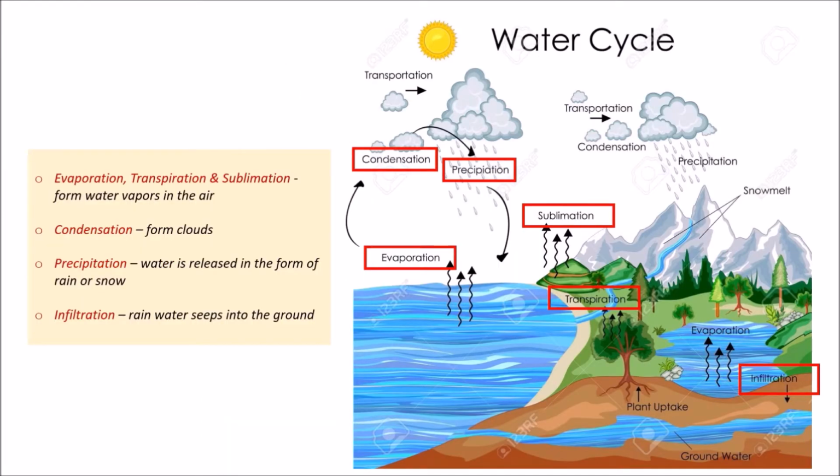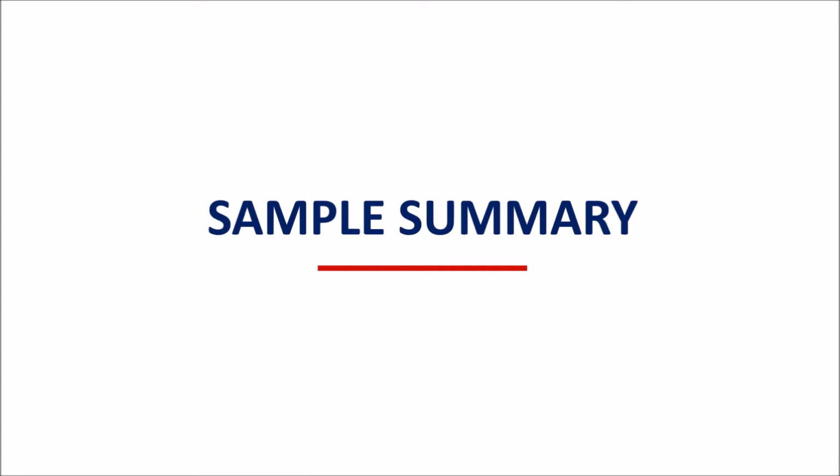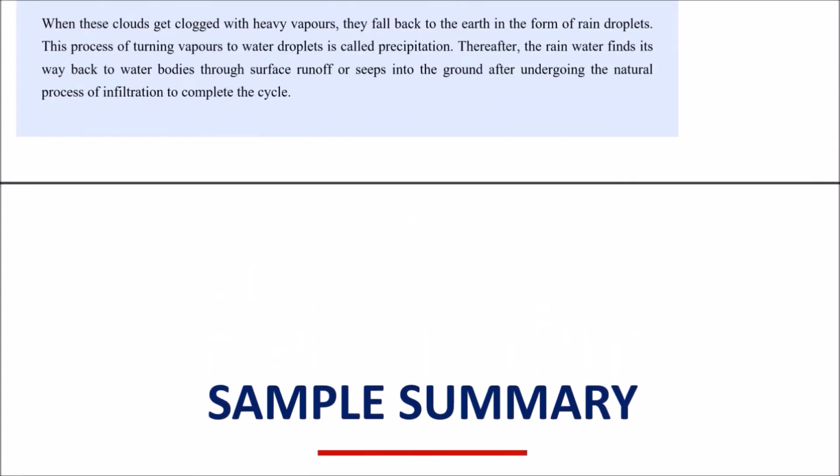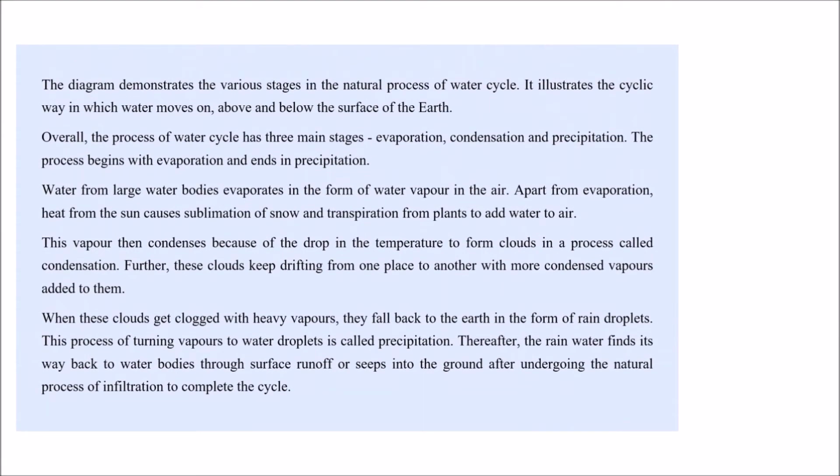Once you have familiarized yourself with the diagram, it's time to start writing the answer. Now, to give you an example of a Band 9 summary for this diagram, here's a sample. Let's look at the summary section by section. The first paragraph is the introduction, which simply introduces the topic to the examiner to make them familiar with what you are going to write about.